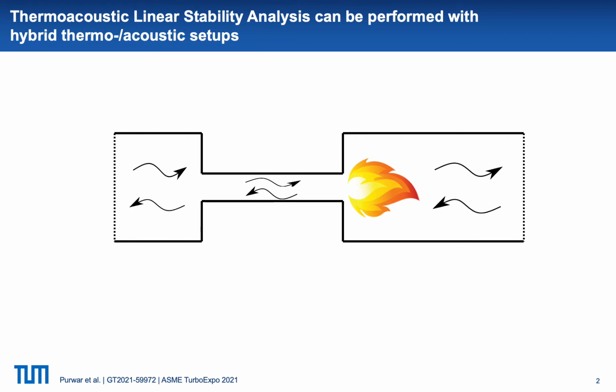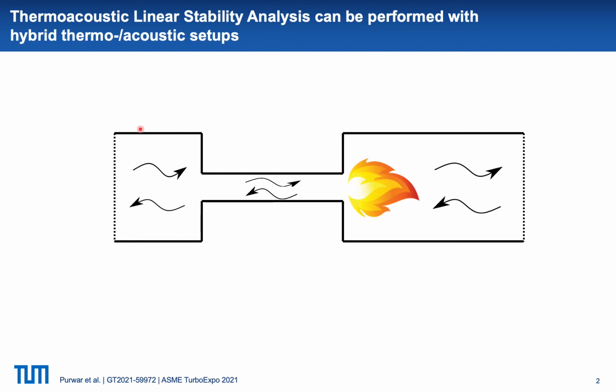In combustion devices like gas turbines, aero engines, rocket engines, unsteady heat release and acoustics may interact to cause thermoacoustic instabilities, which can be detrimental to the performance of the system. Therefore, linear stability analysis is crucial in the early design stage of the device.